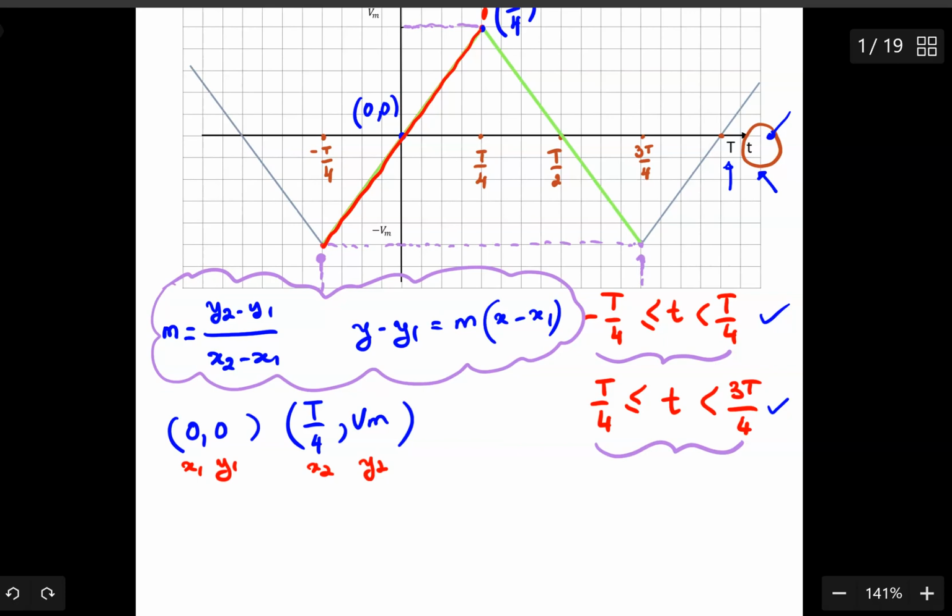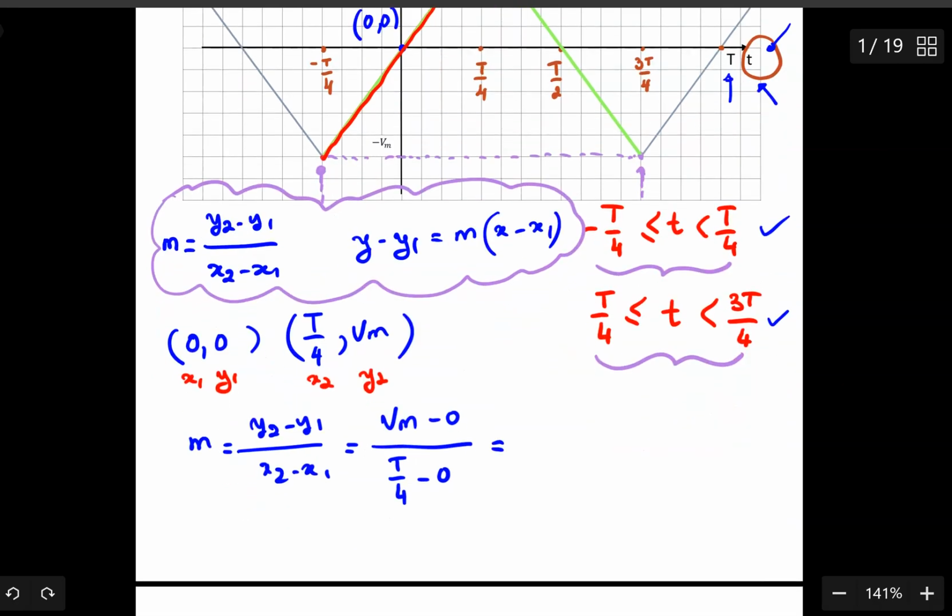Okay, so what is the slope? The slope, m equal to y2 minus y1 divided by x2 minus x1. So y2 is Vmax, subtract y1 is just 0. x2 is T over 4, and subtract 0. So we have Vmax divided by period T over 4. Therefore, it's Vmax times 4 over the period T. So I should have 4 Vmax divided by T. So this is the slope.